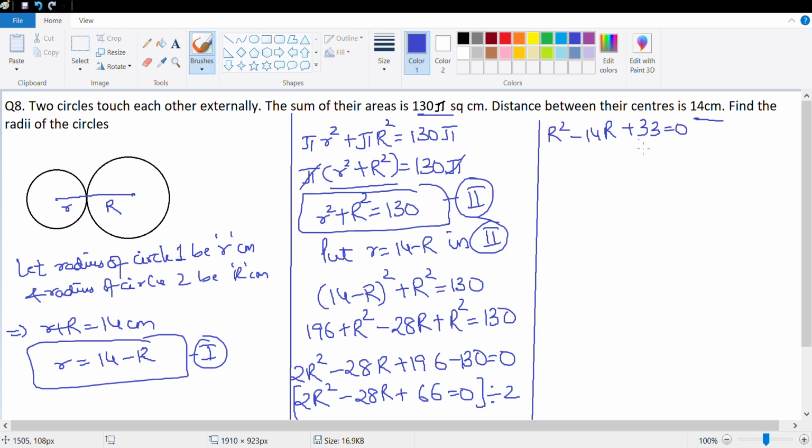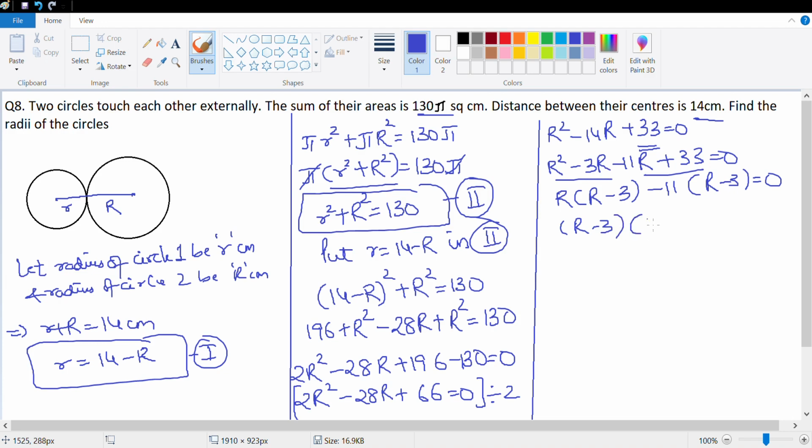This time I need to find factors of 33, the sum of which should be negative 14. So that's simple, 3 and 11. So r square minus 3r minus 11r plus 33 is equal to 0. Grouping it like this gives me r times r minus 3 minus 11 times r minus 3 is equal to 0. r minus 3 times r minus 11 is equal to 0, which means r is equal to 3 centimeter or capital R is equal to 11 centimeter.